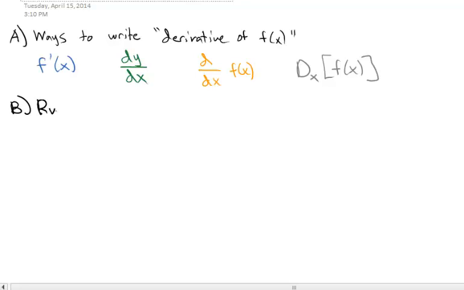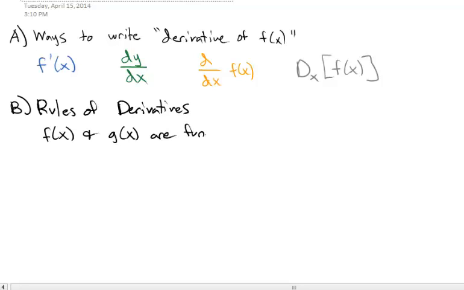So, rules of derivatives. We're going to look at 4 rules of derivatives, and for these rules, f of x and g of x are functions, and k is going to represent a constant, like the number 3. It's constantly 3. The number pi is constantly pi.